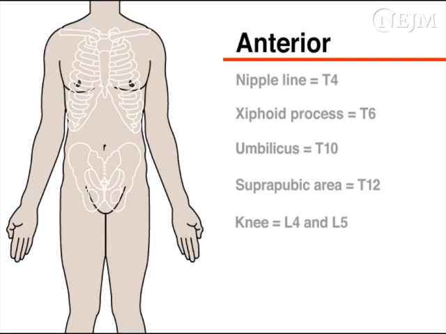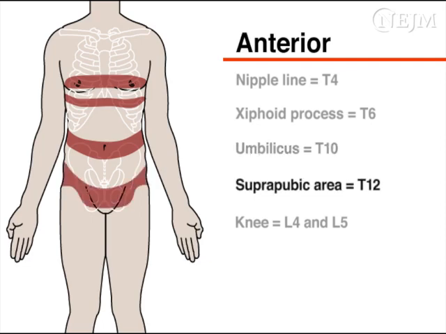Important anterior landmarks include the nipple line, which corresponds to the T4 dermatome, the xiphoid process, which corresponds to the T6 dermatome, the umbilicus, which corresponds to the T10 dermatome, the suprapubic area, which corresponds to the T12 dermatome, and the knee, which corresponds to the L4 and L5 dermatomes.